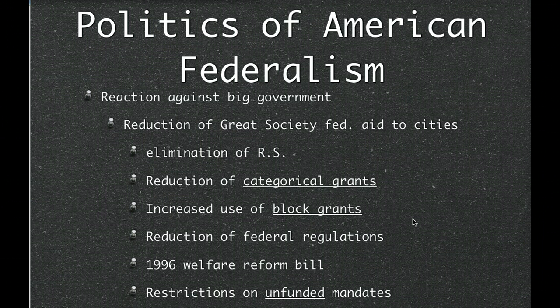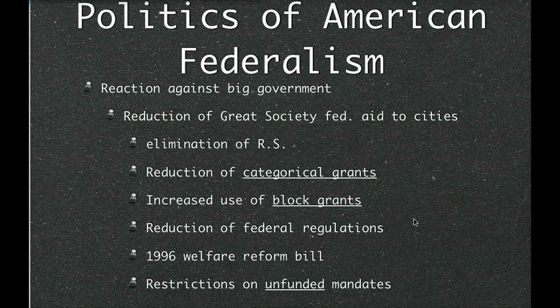Since the 1980s, we've had a love-hate reaction against the federal government. We've seen a reduction of Great Society federal aid to cities. We've seen the elimination of revenue sharing. We've seen a reduction of categorical grants, even though we have the creeping categorization of them. We've seen increased use of block grants. We have a reduction of federal regulations. Not enough, though. We had the 1996 welfare reform bill, and we've had restrictions on unfunded mandates. All well and good.